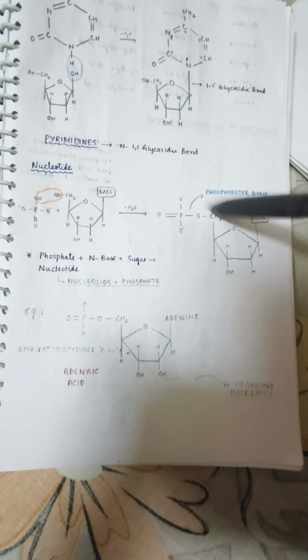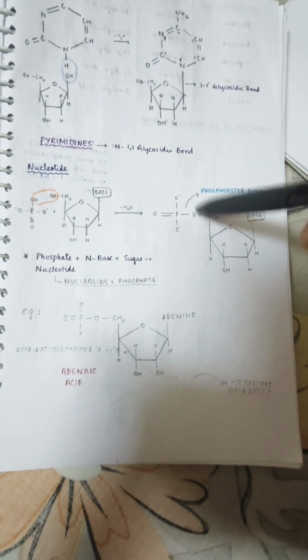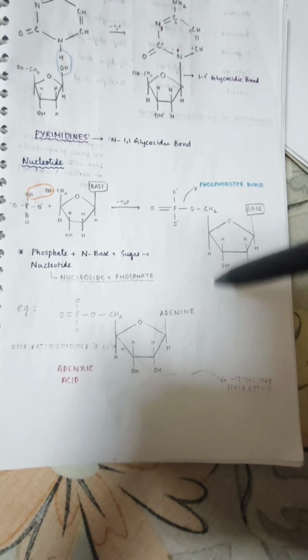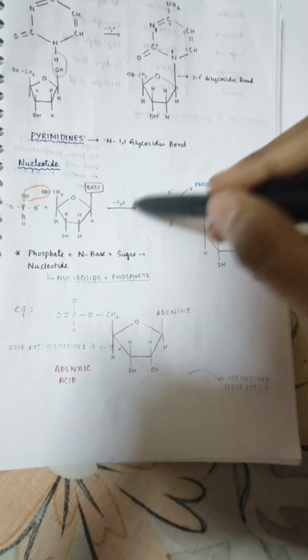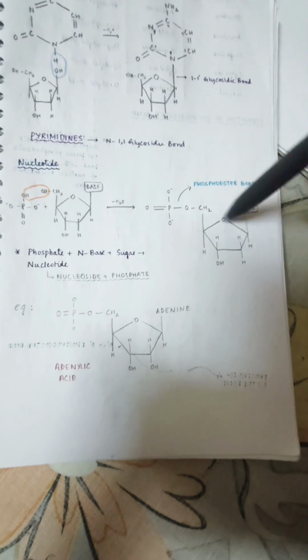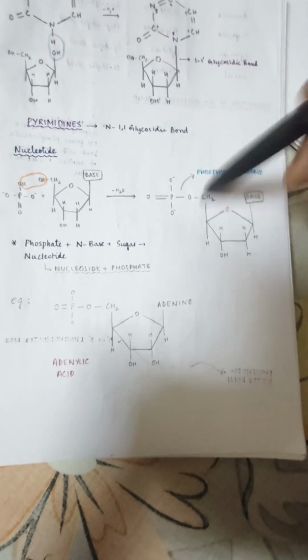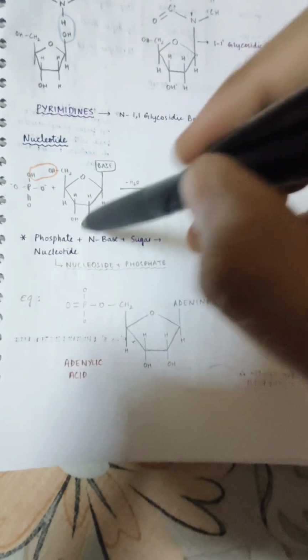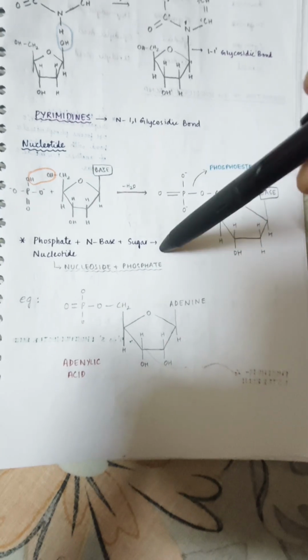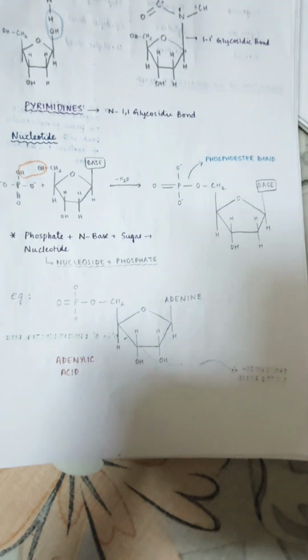So P, O minus, double bond O. One O is connected. This you can see is an ester bond, but it's not a diester. Don't forget, it is a phosphoester bond. That's it, and this is your normal base. Phosphate plus nitrogenous base plus sugar is a nucleotide, which is nucleoside plus phosphate.